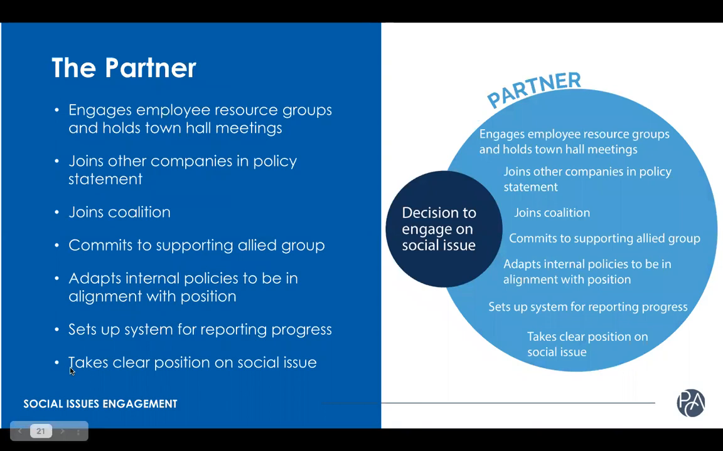The next one is a partner. This is where you might engage more employee resource groups. You might hold a town hall meeting on this topic. You might join other companies' policy statements or coalitions on this issue, or commit to supporting allied groups. This is maybe when you bring in those advocacy groups and say, we're going to support you in your efforts to address this situation. You might make sure that your internal policies are in alignment with the position, so that might mean changing your internal policies.